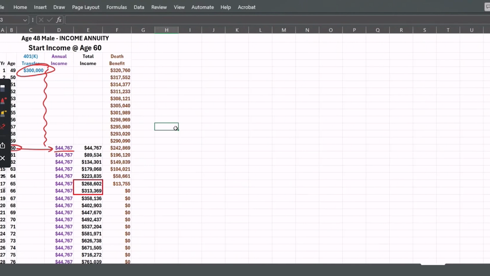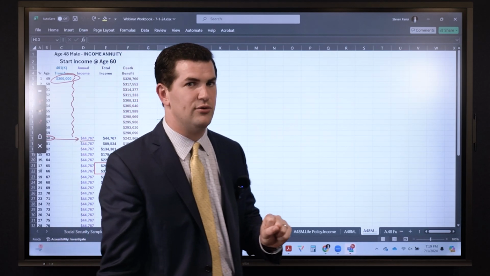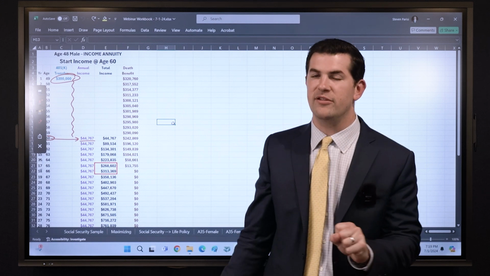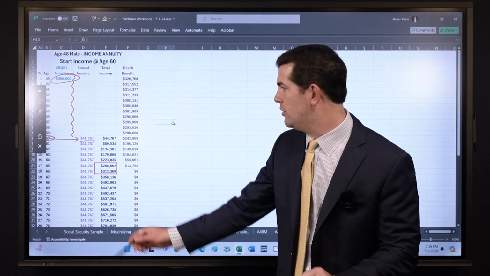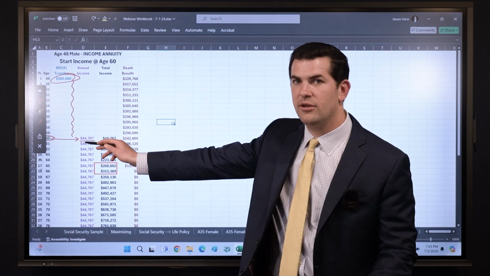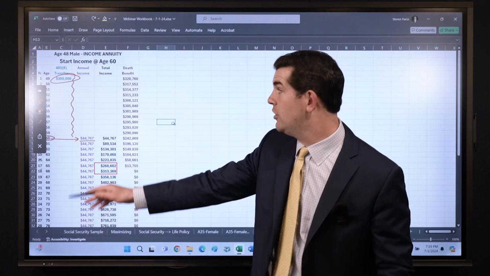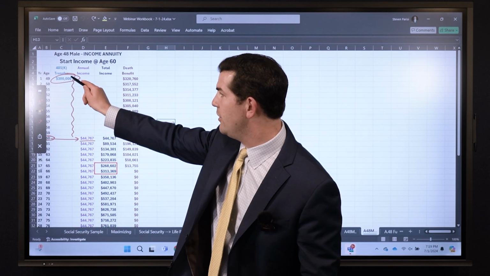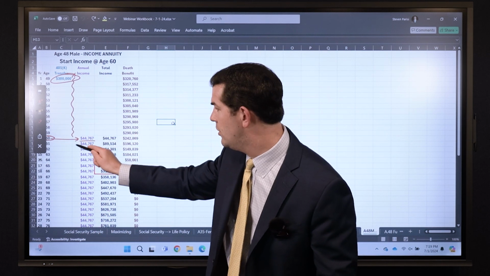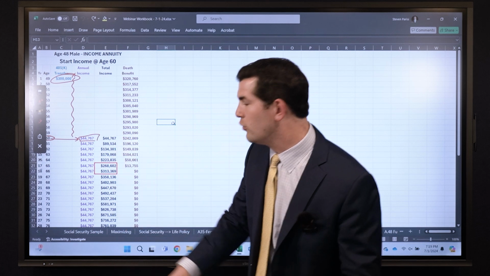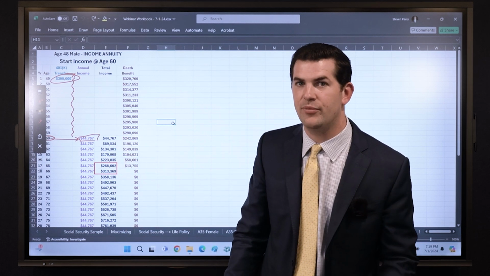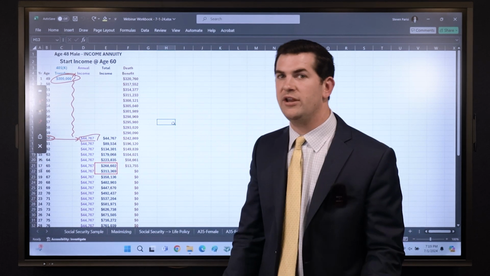How much did he pay into the life insurance policy? Do you remember that? It's $500,000. How much income did the life insurance policy produce? At age 60, $37,500. With an annuity, he's paying in $300,000 and he's getting $45,000 in income. Which one produces more income?